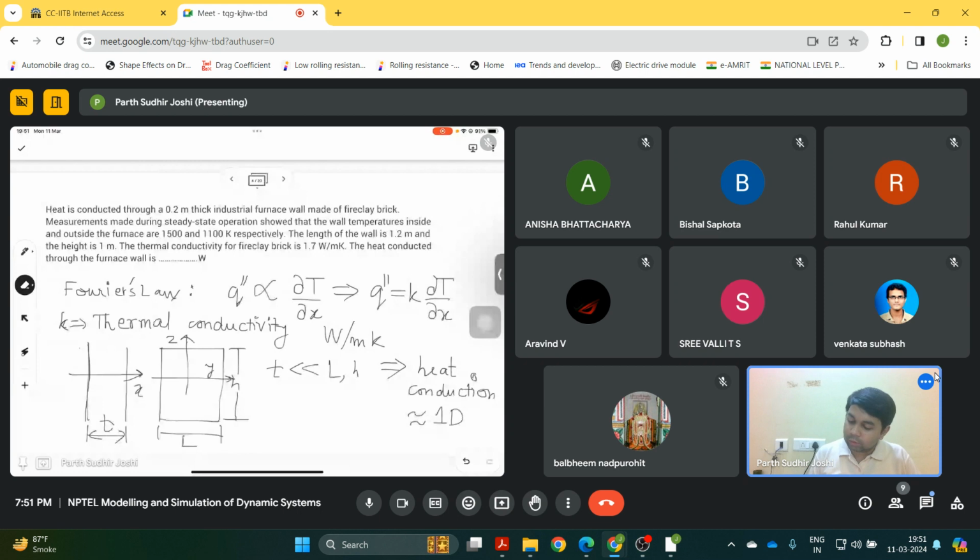So the heat flux will generally be along this direction, either in this direction or this direction depending on the temperature of the wall. Let us say this wall surface is at temperature T1 and the other surface is at temperature T2, and if T1 is greater than T2, then heat will be conducted from the higher temperature surface to the lower temperature surface.